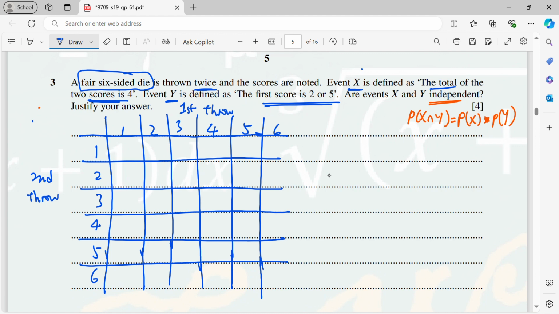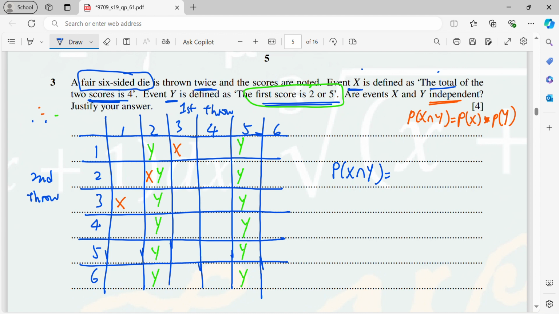Alright, so now the X means the total of 2 scores is 4. So it will be 1 plus 3, that is the X, to get 4. Maybe 2 plus 2, maybe 3 plus 1. That's all for the X values or X outcomes. Okay, so for the Y, the first score is 2 or 5. So first score is 2. Okay, all this will be first score. Means you get the score from first row, or it is 5.